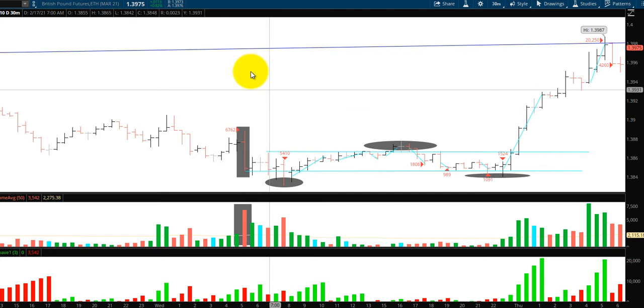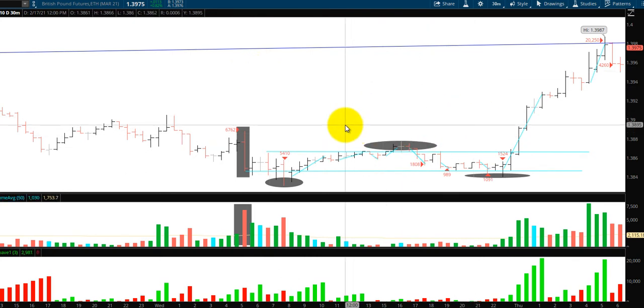And what you're looking at right now is the pound. This is pound futures, and I traded the pound dollar, and I'll show you the actual trade on the pound dollar and how it paid and how it performed and how I got into the trade.